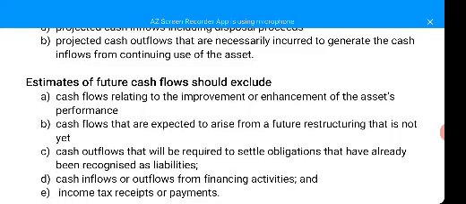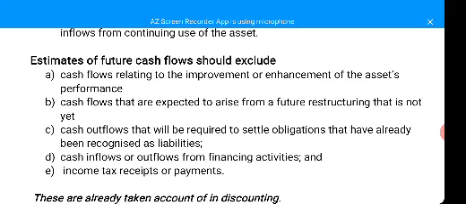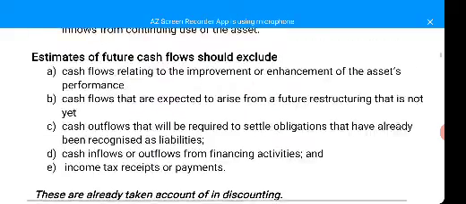Estimates of future cash flows should exclude the following. If you want to estimate the future cash flows, these items should not be included when you're estimating your future cash outflows. One, cash flows relating to the improvement or enhancement of the asset's performance. These are capitalized costs, costs that should be capitalized, so they should not be part of your cash outflows.